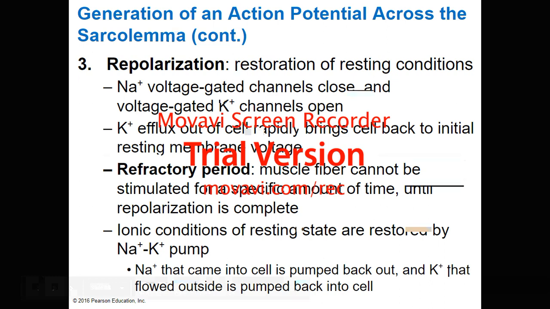So this is showing you step 3, the repolarization. You see the voltage gated sodium channels are closed, and the potassium channels open up, which allows potassium to go out, helping restore the negative resting membrane potential. The sodium potassium pumps also help by pumping sodium out of the cell and potassium in: 3 sodium out and 2 potassium in.